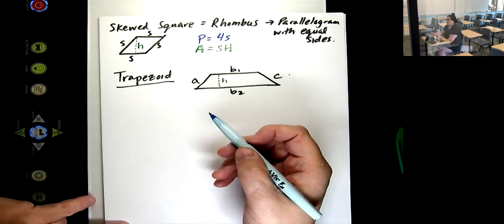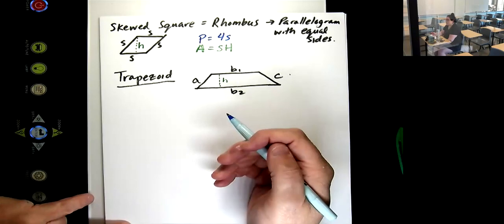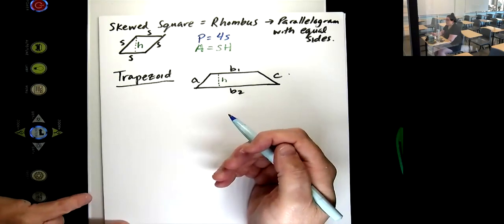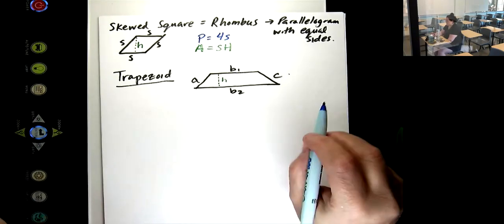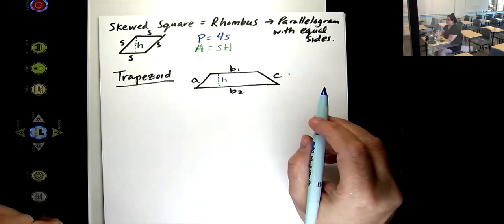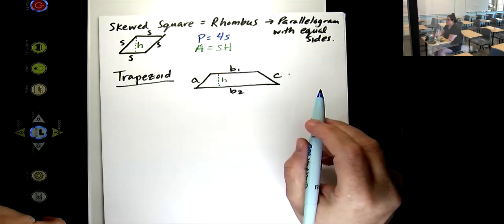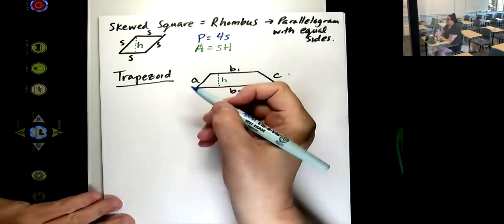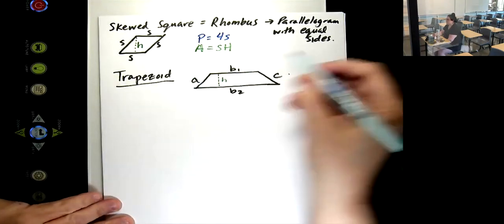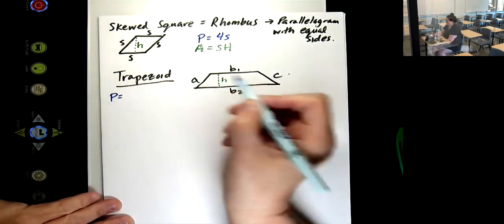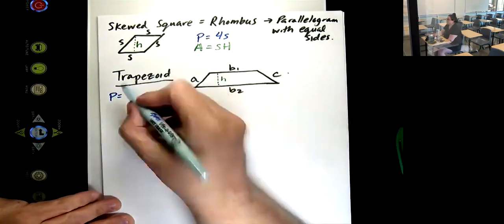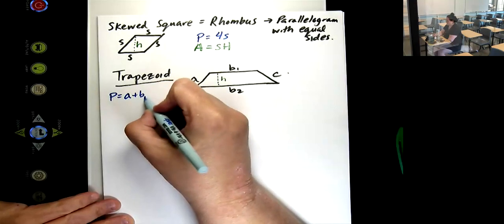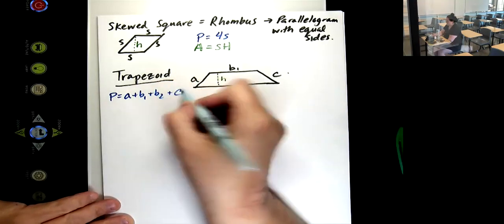Usually when you see them drawn, they're not the same. We tend to not use trapezoids that are the same shape. We actually use trapezoids when, you know, like building a barn, as we'll see in a second. Trapezoids do come in. The perimeter here, there's no shorthand notation. It's A plus B1 plus B2 plus C.